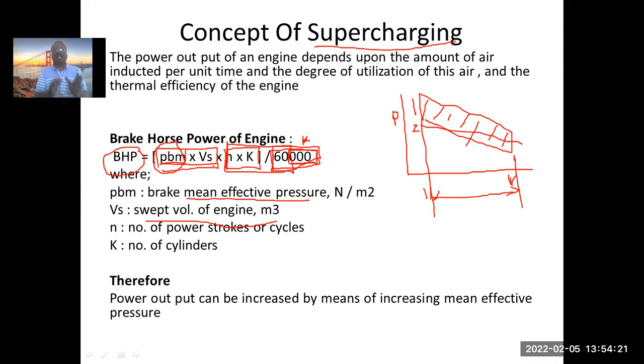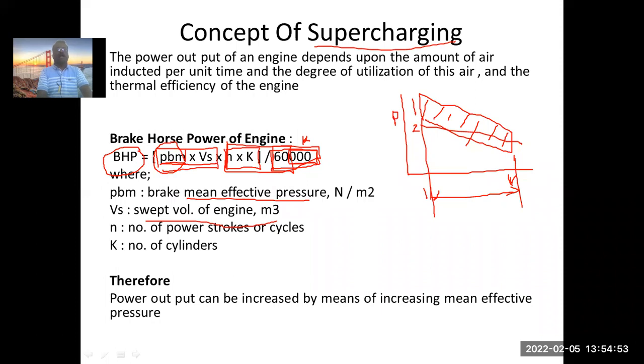म्हणजे सुपरचार्जिंग केल्यानंतर आपलं पॉवर वाढतंय का नाही? तर टेक्निकली we are proving that yes, it has to increase. It has to increase. का? कारण आपलं मीन इफेक्टिव्ह प्रेशर वाढतंय. आणि एकाच इंजिनचं आपण मीन इफेक्टिव्ह प्रेशर with supercharging आणि without supercharging घेतलं तर कुठल्या केसमध्ये मीन इफेक्टिव्ह प्रेशर जास्त असणार आहे? With supercharging जास्त असणार आहे. म्हणजे ही टर्म कॉन्स्टंट राहते आणि हे जर वाढलं, obviously BHP is going to increase.